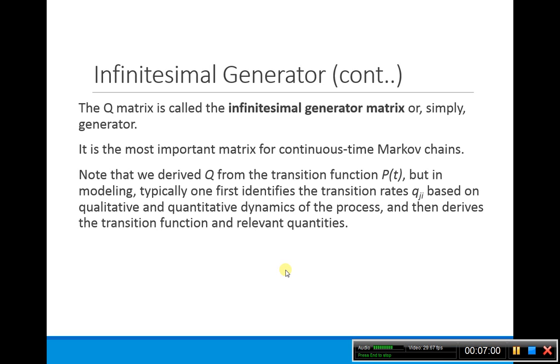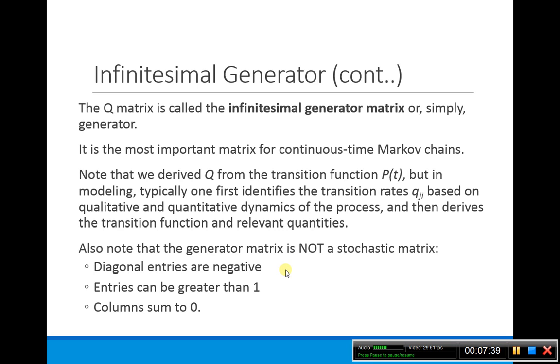So here we derived Q from the transition function P of t, but normally whenever you're doing any kind of modeling, Q is the one that we actually know first. So we normally identify transition rates based upon some kind of information that we're given by the system, some type of qualitative or quantitative dynamics of what's supposed to happen. So normally mathematicians tend to talk to biologists or physicists, somebody who knows more about the rates at which something is going to happen.